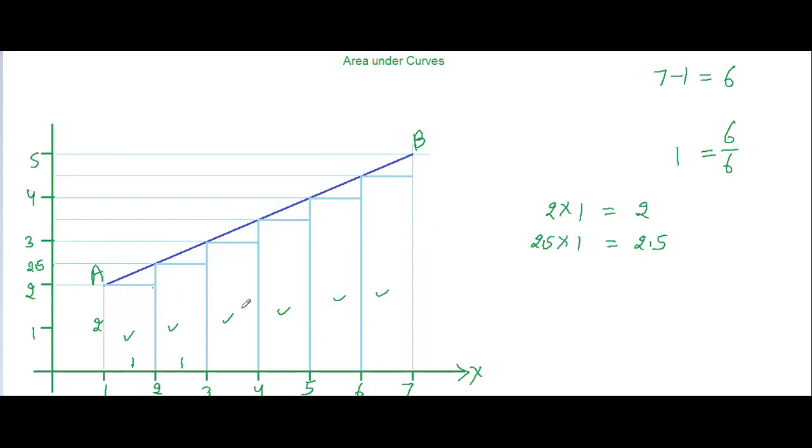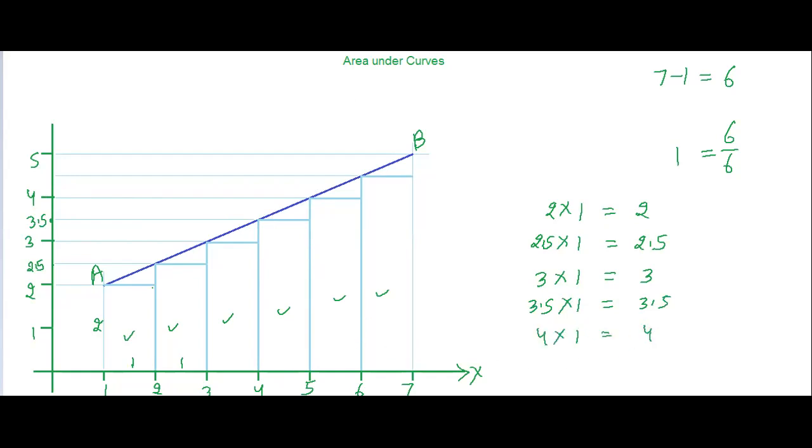This is second. Third rectangle has the height we see 3. So 3 multiplied by the width 1, this is 3 area. The next rectangle's height is again exactly in between 3 and 4, so 3.5. So 3.5 multiplied by width 1, this is 3.5. Then comes the height of the fifth rectangle here. It is 4. So 4 multiplied by the width, this is 4.